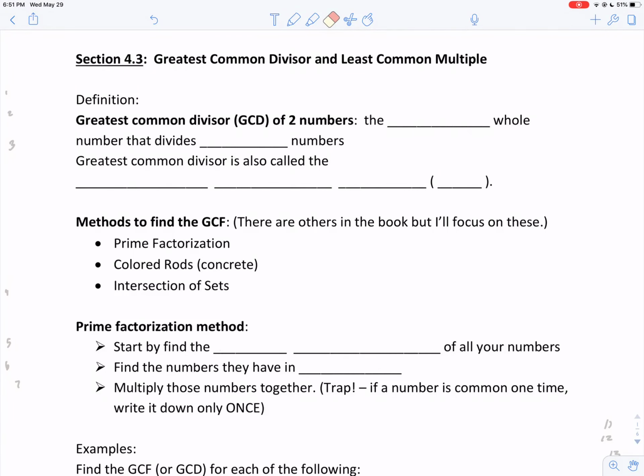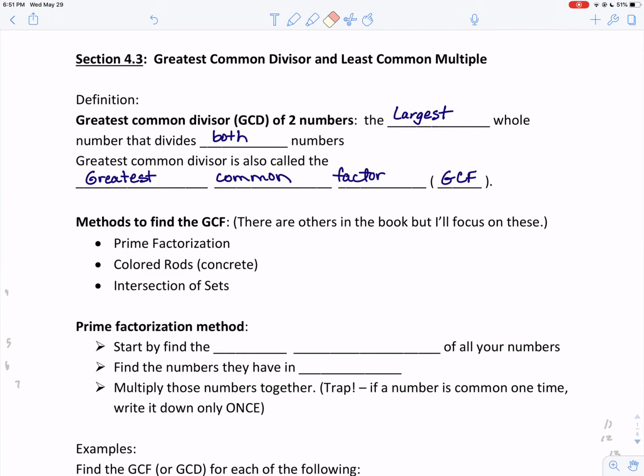In this video, we're going to be discussing the methods to find the greatest common divisor, also known as the greatest common factor. Let's begin by talking about the definition. The greatest common divisor between two numbers is the largest whole number that divides both numbers. The greatest common divisor, like I said, is also called the greatest common factor, or GCF.